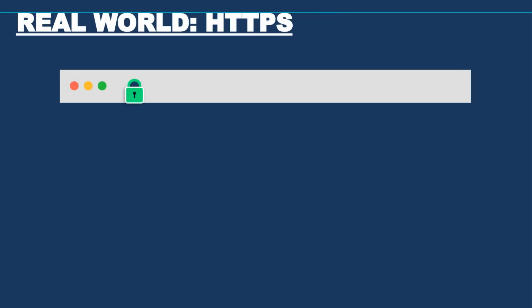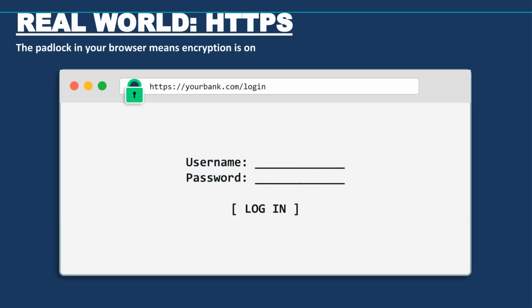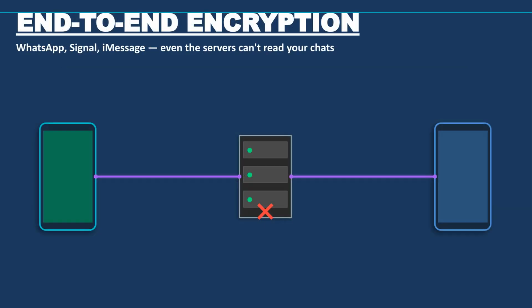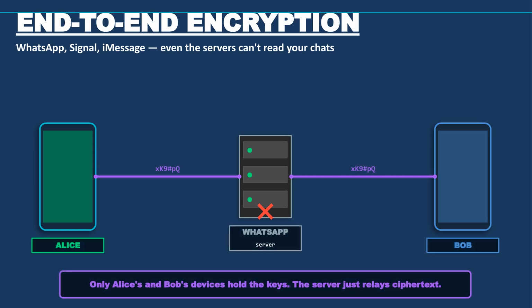In the real world, HTTPS uses encryption. The padlock in your browser confirms that your login details travel as unreadable ciphertext, protecting your information. End-to-end encryption used by apps like WhatsApp and Signal ensures that only Alice's and Bob's devices hold the keys. The server just relays the ciphertext and cannot read the chats.